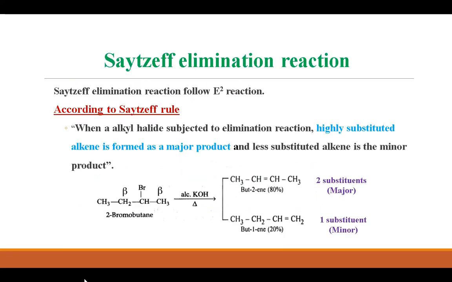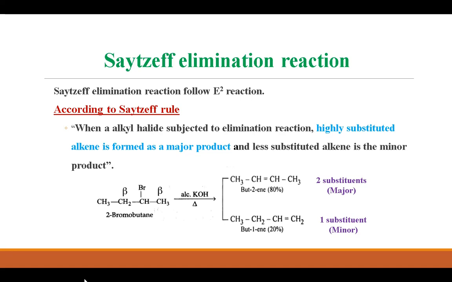Zaitsev elimination reaction. Zaitsev elimination reaction follows the bimolecular elimination reaction, where abstraction of hydrogen and halogen take place simultaneously. If you are taking an alkyl halide having 2 or more different beta carbons, as you know, a proton is abstracted from the beta carbon. Therefore more than one alkene product will be formed. Out of these two, which is the major product and which is the minor product can be predicted by a rule known as Zaitsev rule. Now we'll discuss what that rule is.